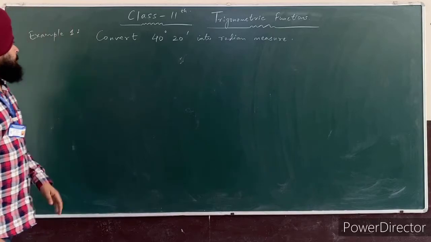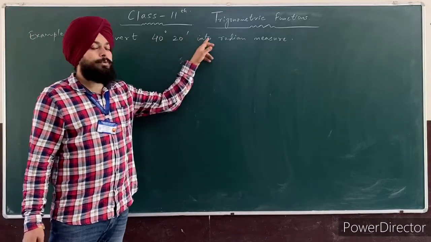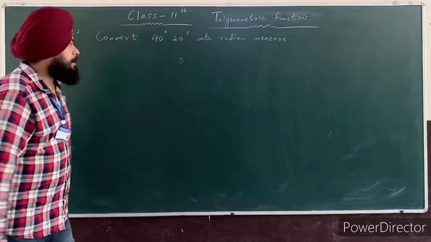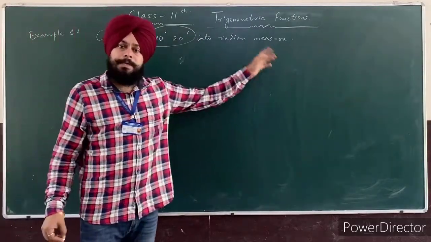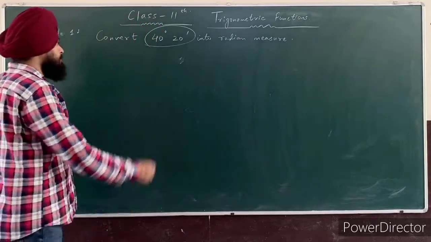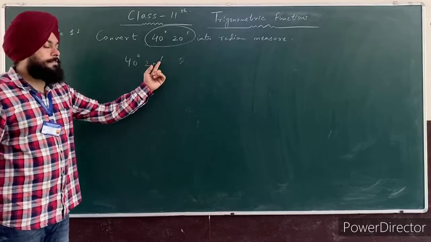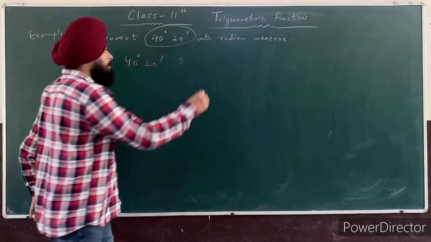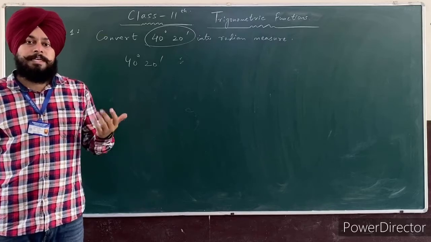So, the first example is: convert 40 degree 20 minutes into radian measure. You have to convert this term into radian measures. Clear? So first, you have to convert these minutes into degrees. In the last video we discussed minutes, degrees and seconds.